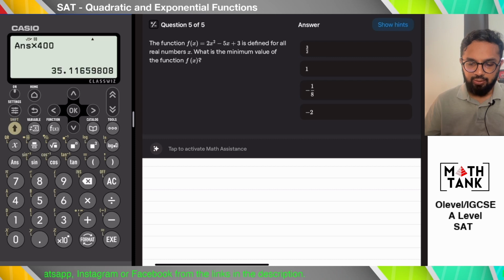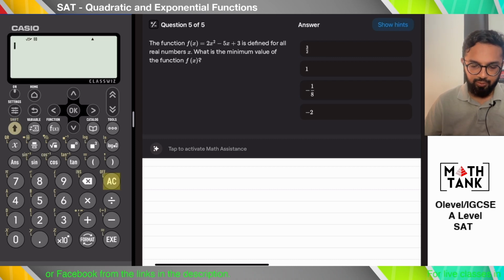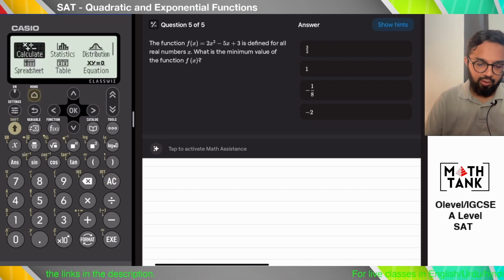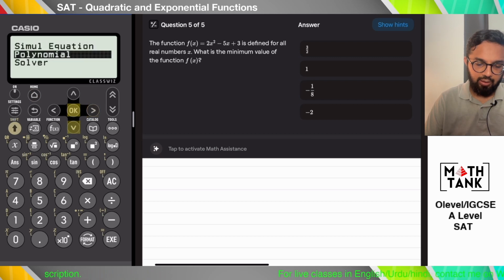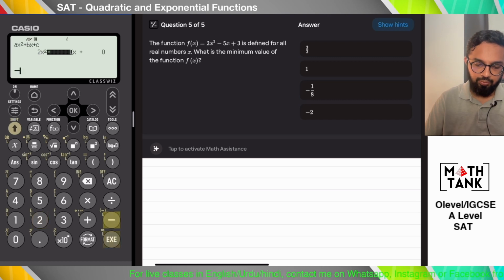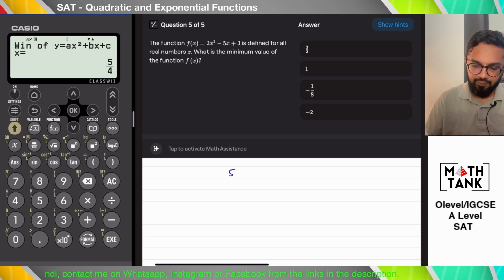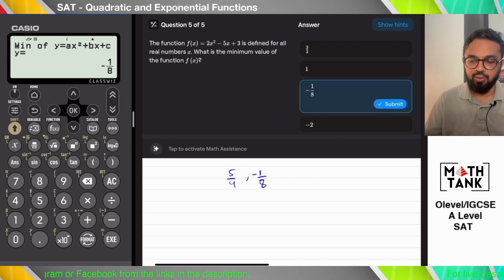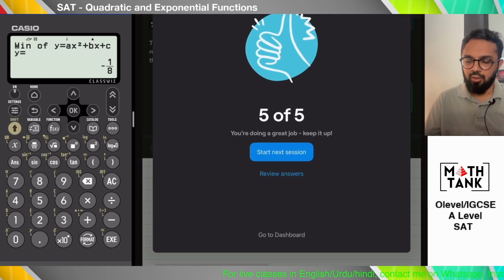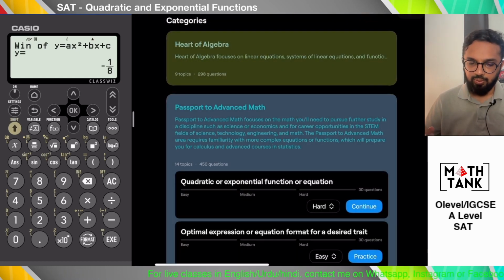The function f of x is defined for all real numbers. What is the minimum value of the function? So I'm just asking you for the turning point now. I can find the turning point using my quadratic here. So 2, minus 5, 3, 3 over 2, 1. What's the turning point? It's 5 over 4, comma minus 1 over 8. So that looks like a similar question from the previous set. It's just that the answer options are a little different. We have more difficult questions coming up.